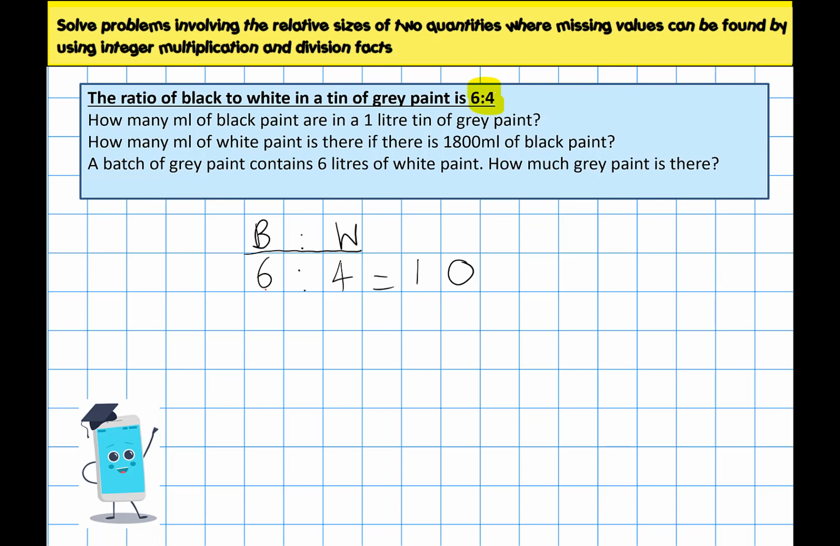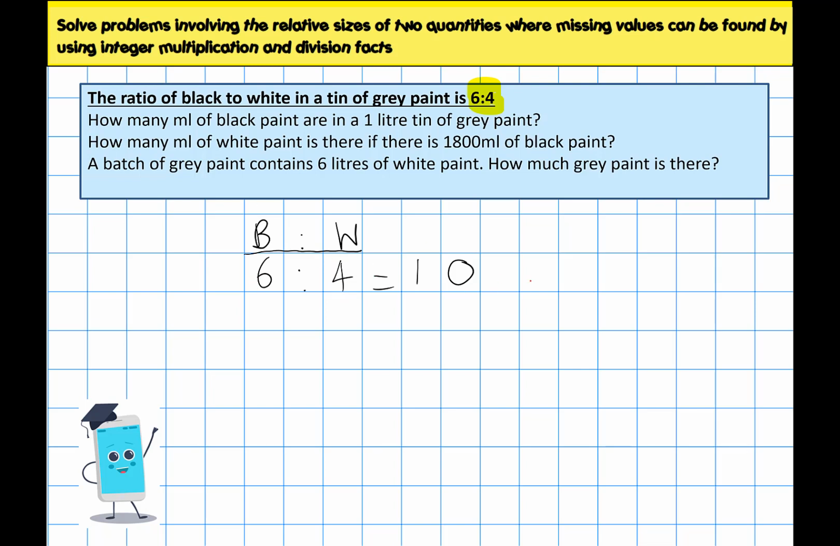So my black, I have 6 parts out of 10, 6/10. And my white, I have 4 parts out of 10, 4/10. For every 6 parts of black, I have 4 parts of white. For every 4 parts of white, I have 6 parts of black.